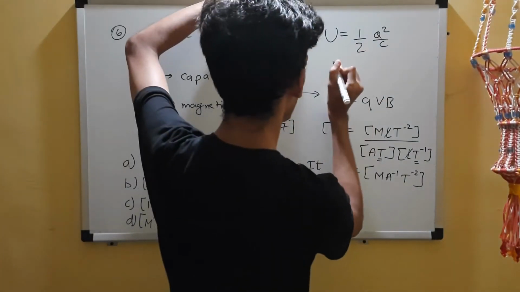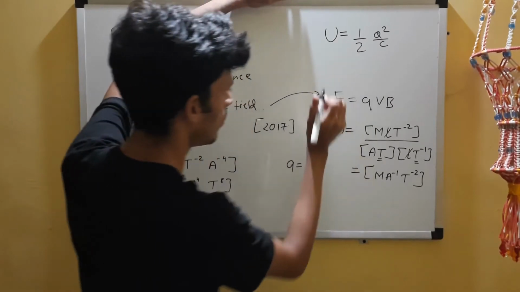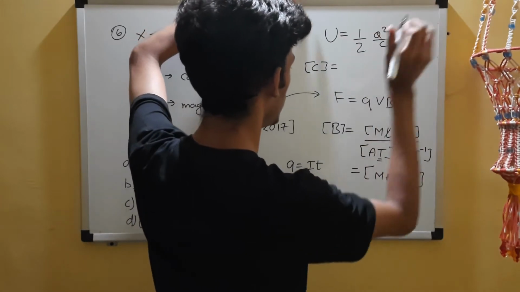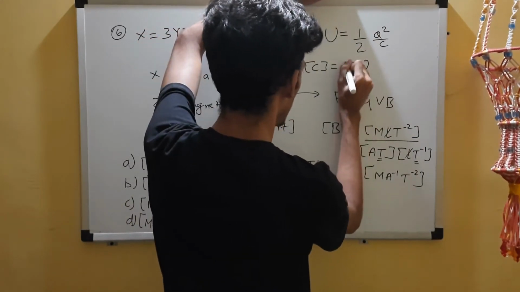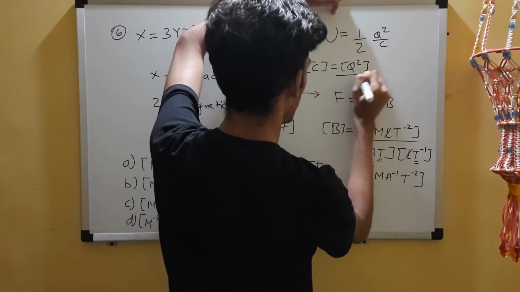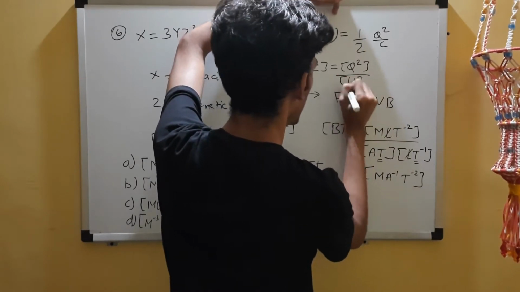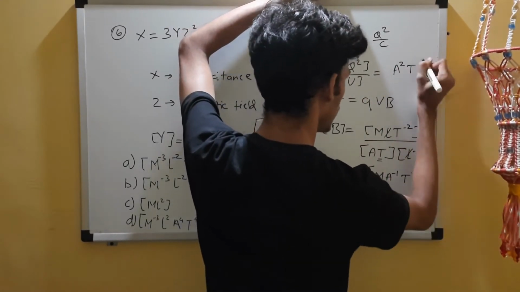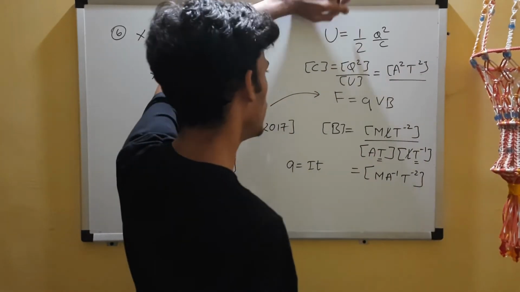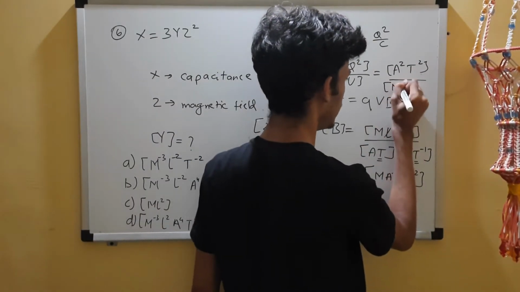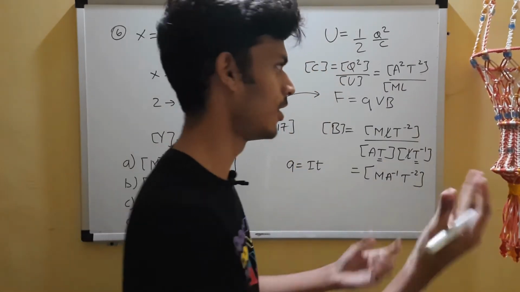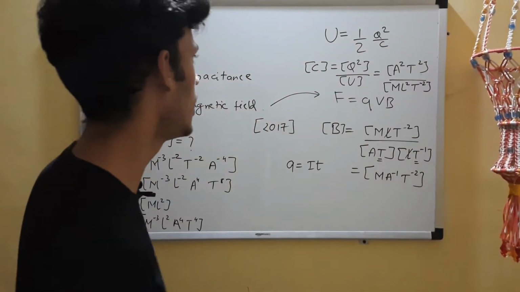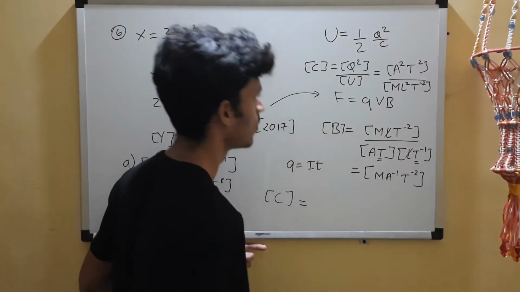Now let's go to C. Let's find the dimensional formula for C. Here only we'll do that. So C, now this half is constant, so remove that off. Dimensions of q square by dimensions of u, right? So q square is A square T square, and u is basically energy. Energy has dimensions of mass into velocity square, m v square, half m v square you can use. So let's find the dimensions of C over here.